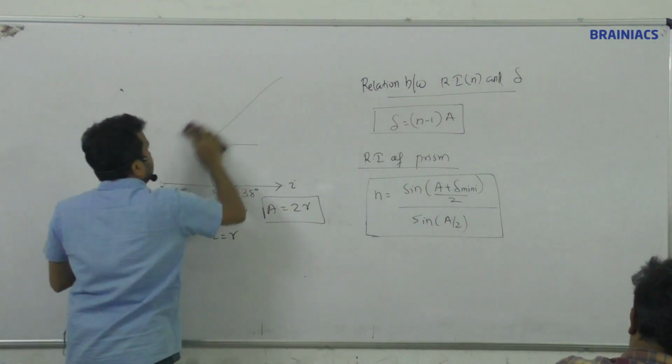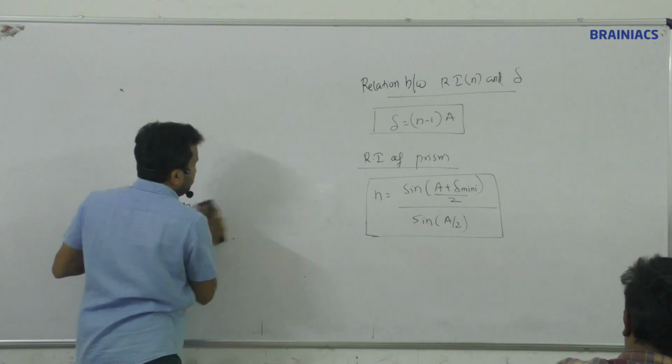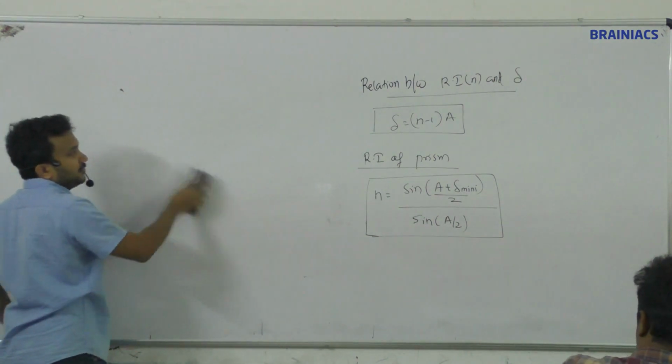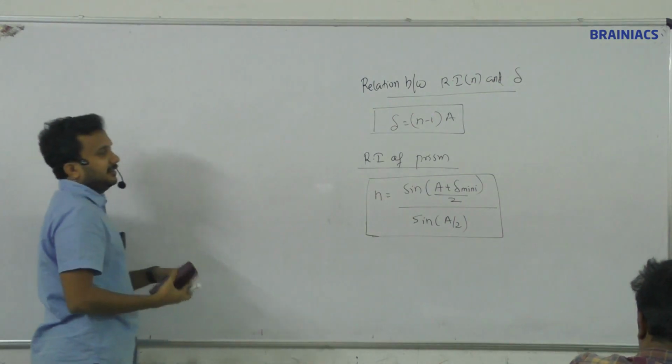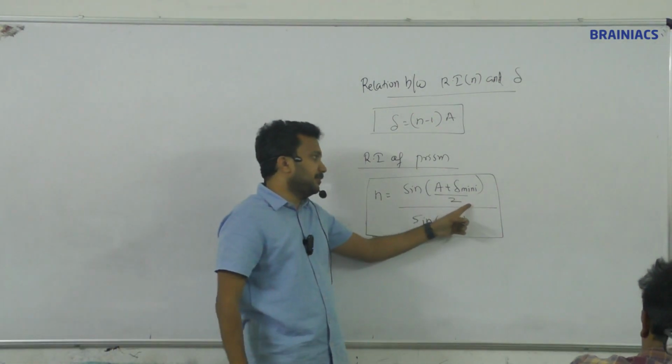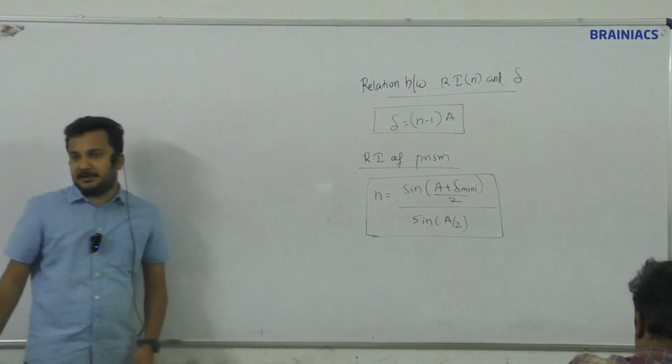Then the next heading. Direct questions will come from this area. We will do some questions later. Anyway, it is direct. A value is given, delta minimum you have to find out, and sine of A by 2 is calculated.